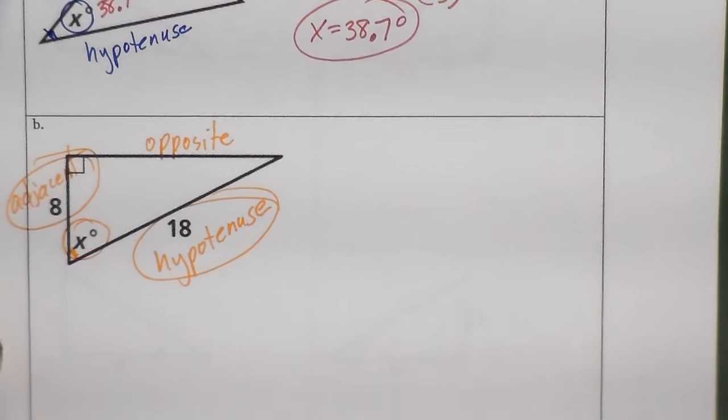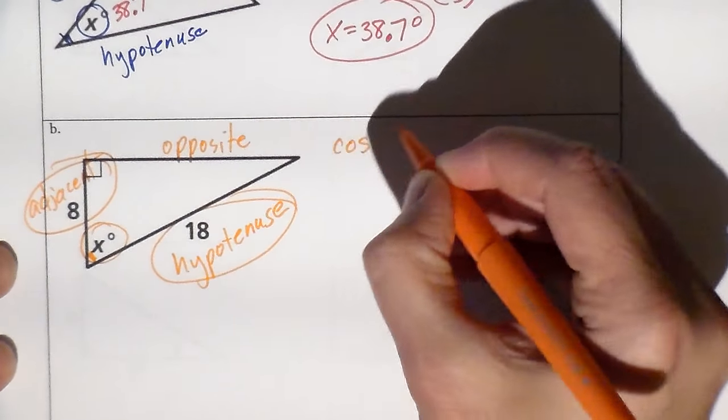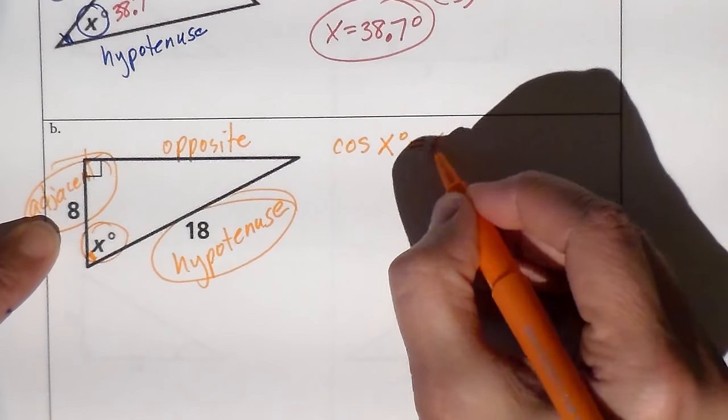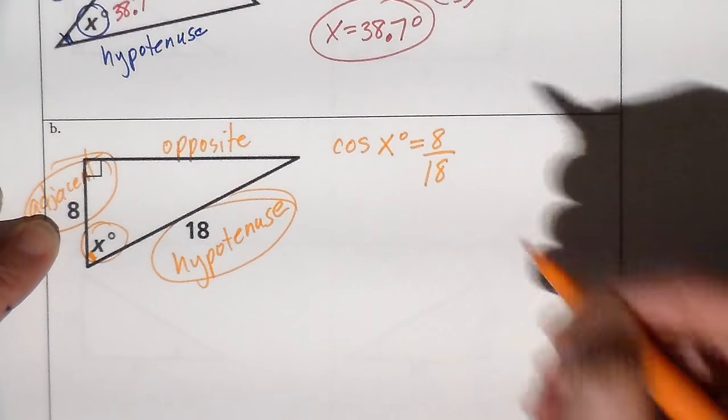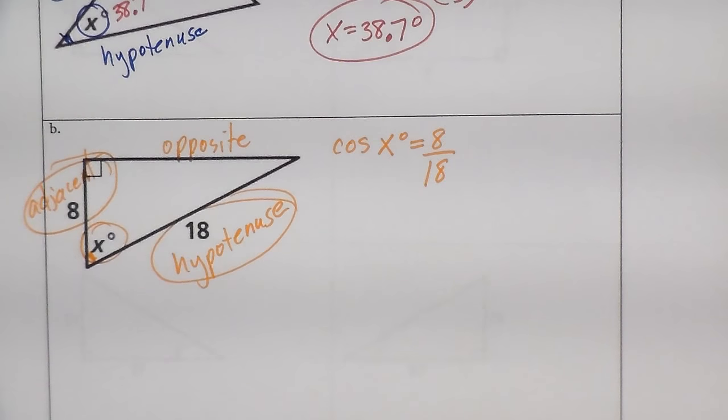Okay, so I'm going to come down here and I'm going to use the cosine ratio. So I know that the cosine of x degrees, we don't know x, is going to equal the adjacent to hypotenuse ratio. Do I have to reduce 8 over 18? Can I? Yes. Do I need to? No. Because any ratio that gives me the same thing as 8 over 18 will give me the same answer. I could reduce it if I wanted to, and I'll show you that in just a second, but I'm not going to do it right now.